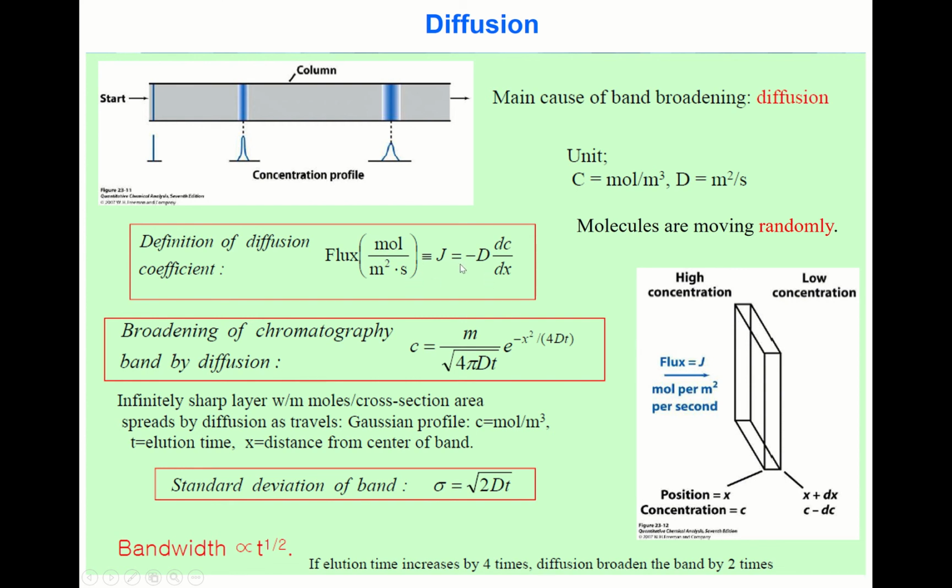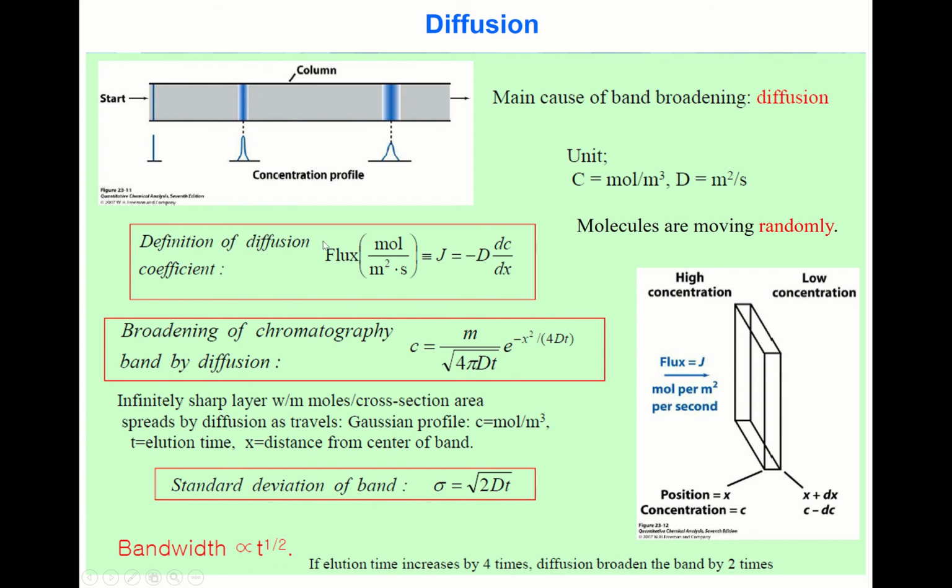Now, flux is proportional to minus D multiplied by dc/dx. Yeah? dc/dx is the what? Concentration gradient, along this axis. Let's say this is the x-axis, and dc/dx is the concentration gradient. Flux is proportional to the concentration gradient, and the proportional constant is D. D is called diffusion coefficient.